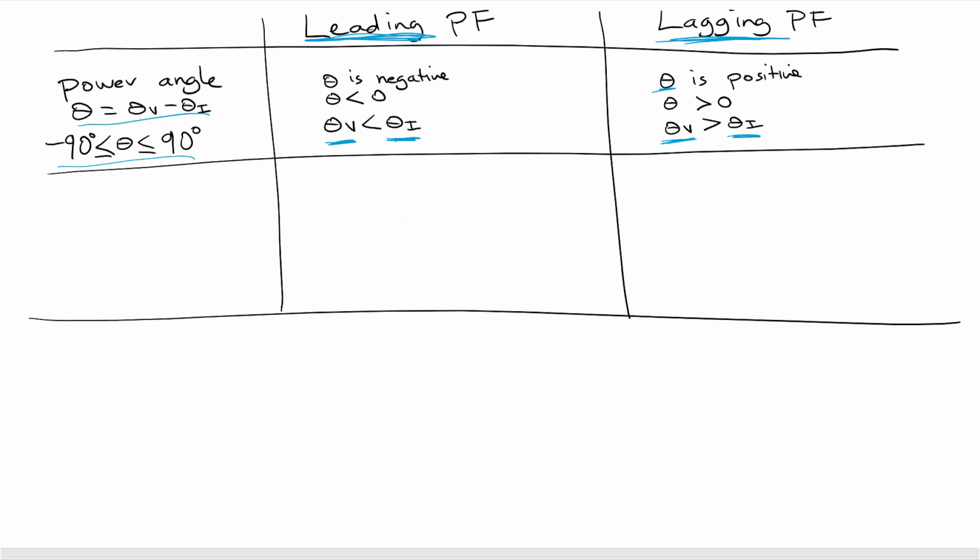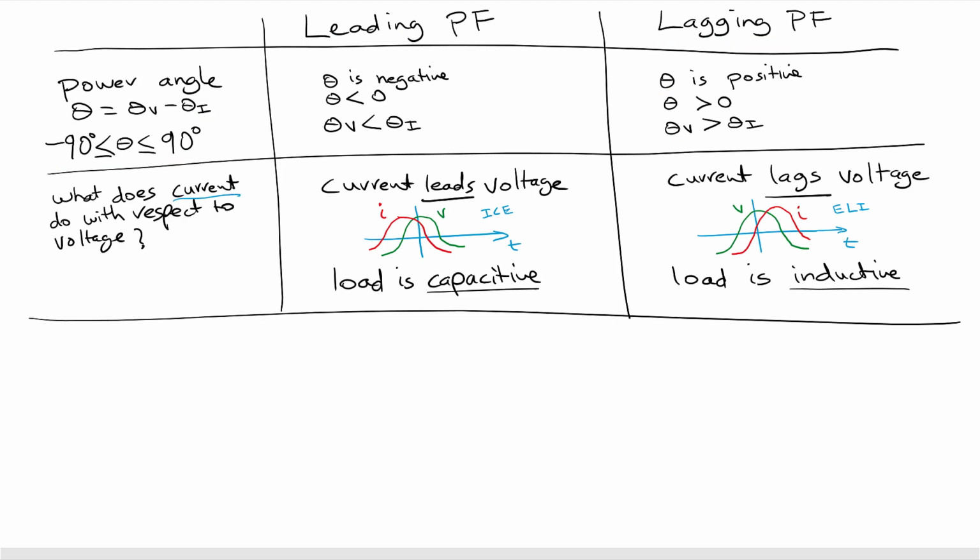Let's dig a little deeper and ask what the current does with respect to the voltage. When we have a leading power factor, the current leads the voltage. That's where the term comes from. We can see in our graph here the current leading the voltage, and that follows the relationship that helps us memorize that current leads voltage in a capacitor. So of course, this represents a load that is capacitive. It doesn't have to be purely capacitive, but a negative power angle or a leading power factor indicates a load that is capacitive.